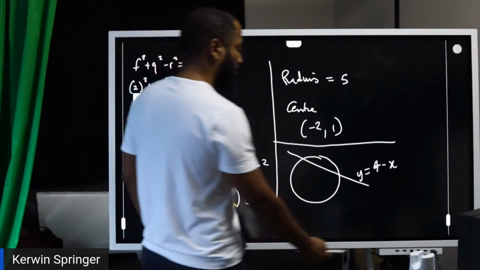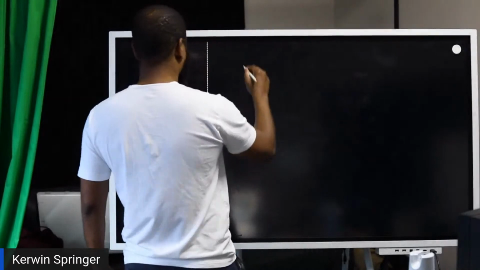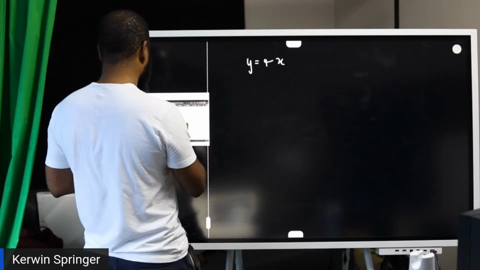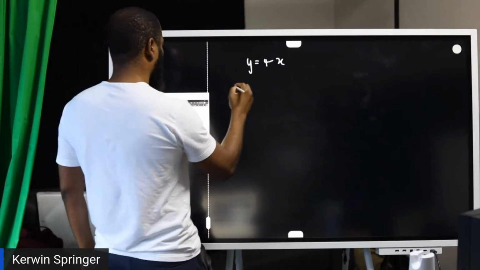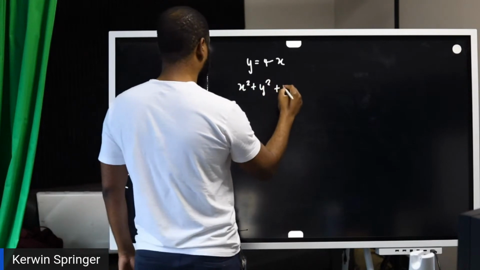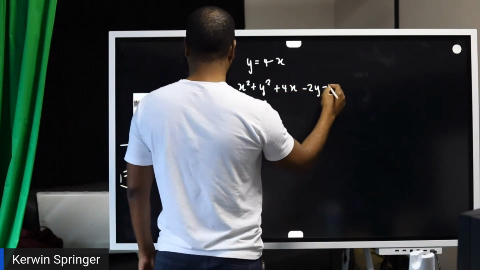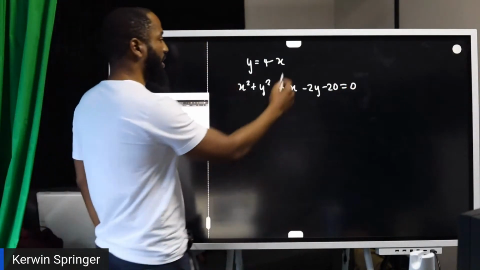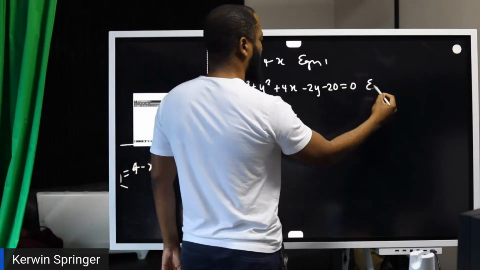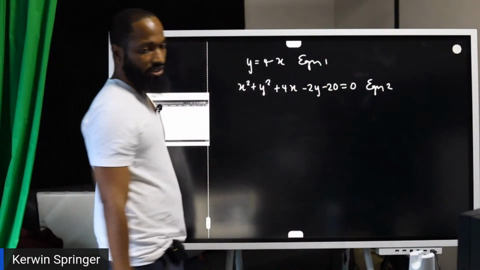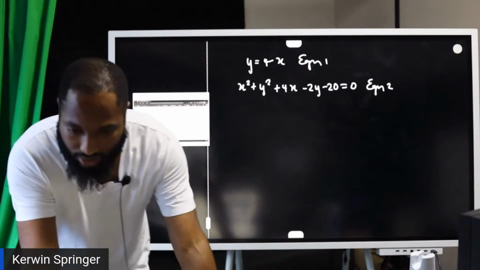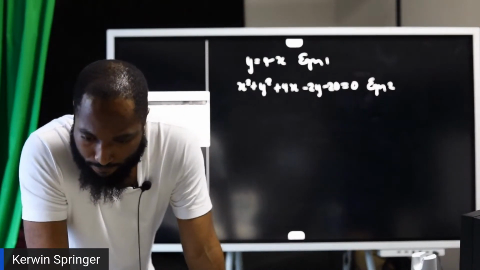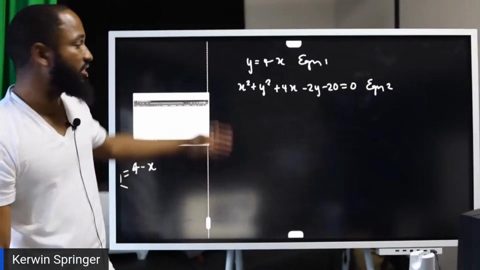So ignoring all of those things, the equation of the line was y is equal to 4 minus x, and the equation of the circle was x squared plus y squared plus 4x minus 2y minus 20 is equal to 0. You already have the equation of the line with y as the subject of the formula, so it makes sense to use a direct substitution there.